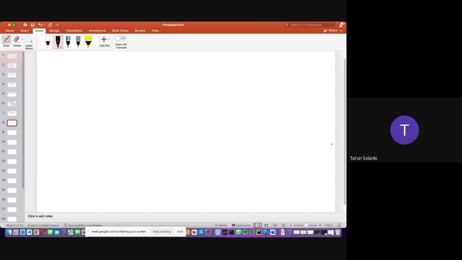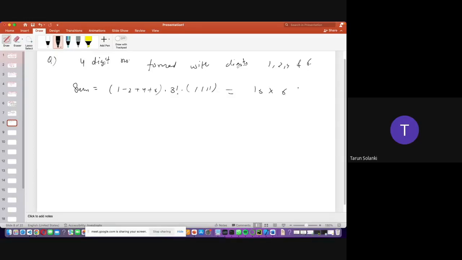Okay, so I will take one example. Sum of four digit numbers formed with digits 1, 2, 4 and 6. Okay, so here you need to use the formula: sum is equal to 1 plus 2 plus 4 plus 6 into 3 factorial into 1111. So that is 13 into 6 into 1111. So that will become 86658.